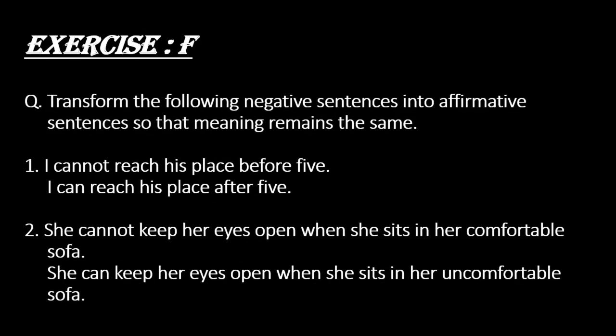Now our next exercise is exercise number F, which is on page number 102. Question: transform the following negative sentences into affirmative sentences so that the meaning remains the same. In this exercise, we have negative sentences and we change them into affirmative sentences, but the meaning will not change. So, let's start the exercise. First, I cannot reach his place before 5.